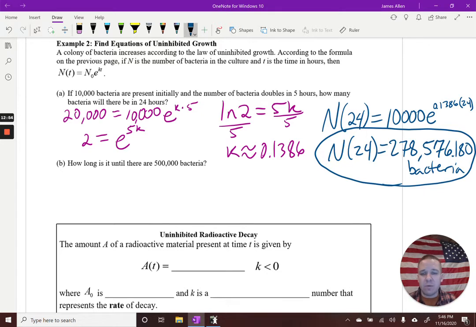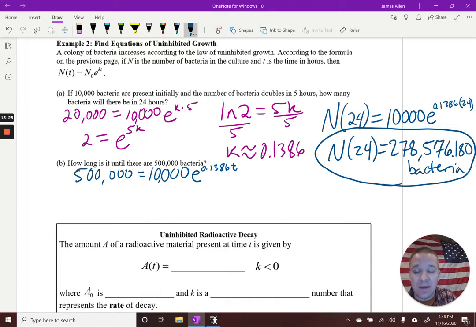And this is obviously using the same bacteria population, right? Same problem. So we can use the K from before. Oh, that's great. It's already stored. So we have 500,000 is equal to 10,000 times E raised to the KT. So we got 0.1386 T. I'll put the number there so I remember that I'm solving for T at this point, but remember, we're going to use K in our calculator.